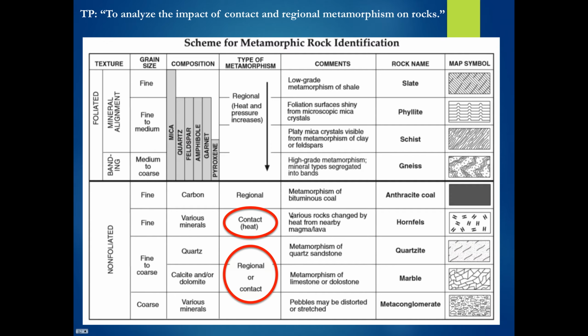So we have various minerals for the hornfels. We have quartz for quartzite for the composition. We have calcite or dolomite for marble. In metaconglomerate, we have various minerals.